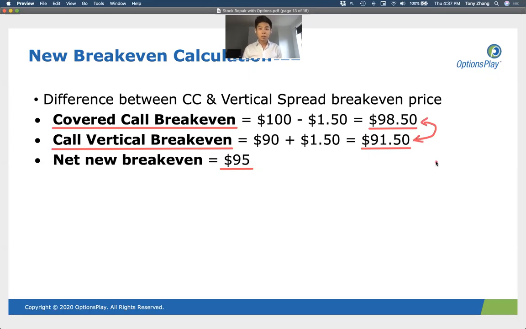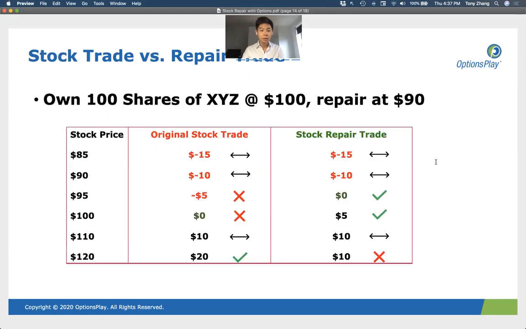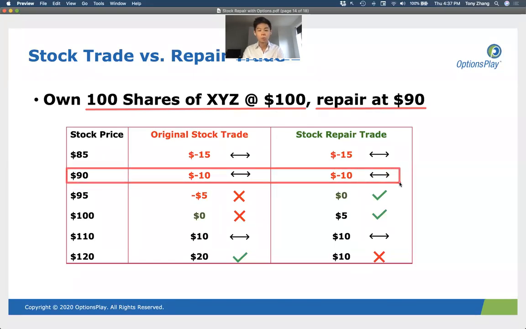You don't have to necessarily remember this, but it's just there so that you can understand how your new break-even price is calculated. So let's take a look at the scenario, right? Now we've learned what a repair strategy is. Let's take a look at how this performs. Same example: I own 100 shares of XYZ at $100. The stock declines to 90 and I put on a repair strategy at that $90 level. So this is my starting point, if you will. This is where I put on my repair strategy.